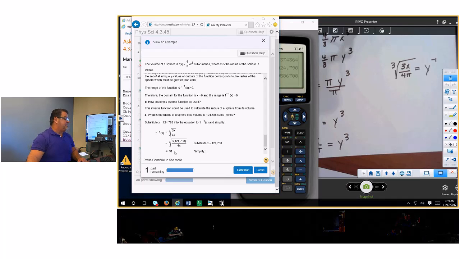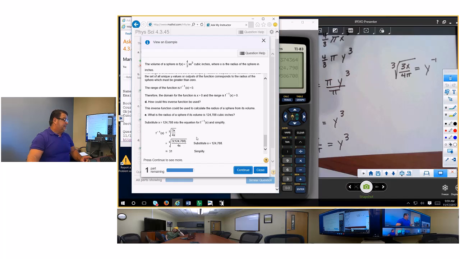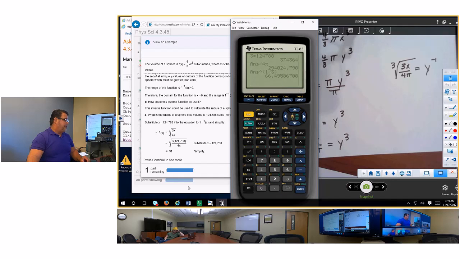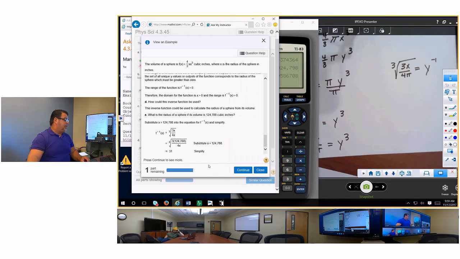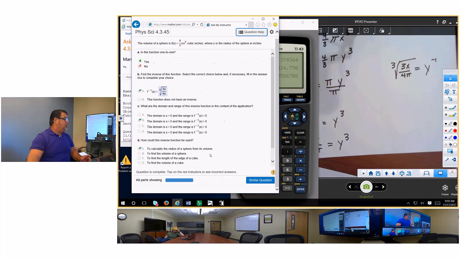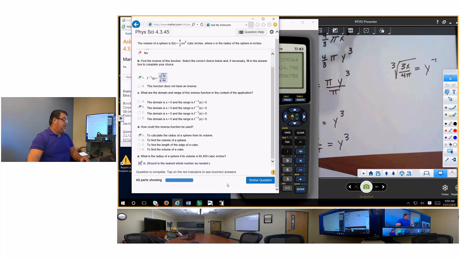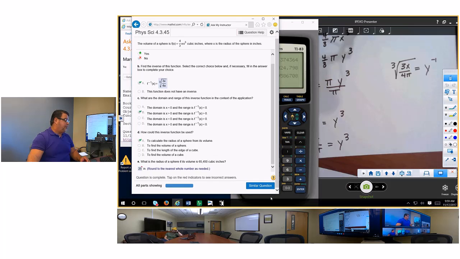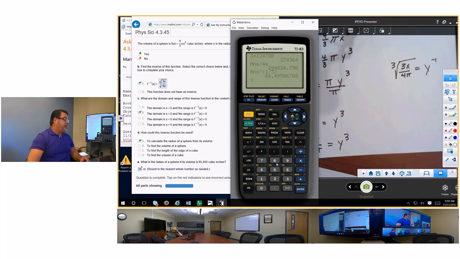What's happening is the calculator is not picking up. It's dividing this by 4 and then multiplying by pi. That's what it's doing. So this is what you have to do. Let's go back to our problem. Close. Where's our problem? Here it is. I'm trying to hurry, y'all. That's why it's so aggravating when I'm trying to think.